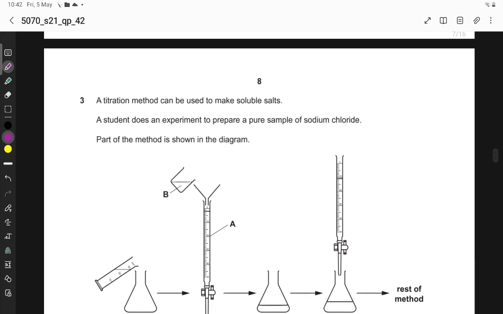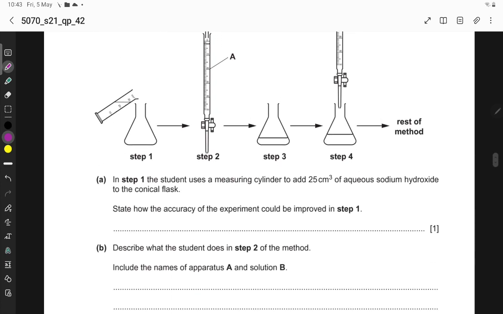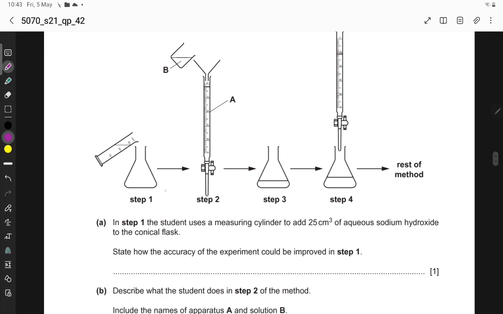A titration method can be used to make a soluble salt. A student does an experiment to prepare a pure sample of sodium chloride. Part of the method is shown in the diagram. Step 1, Step 2 and Step 3. Step 4 and rest of method.